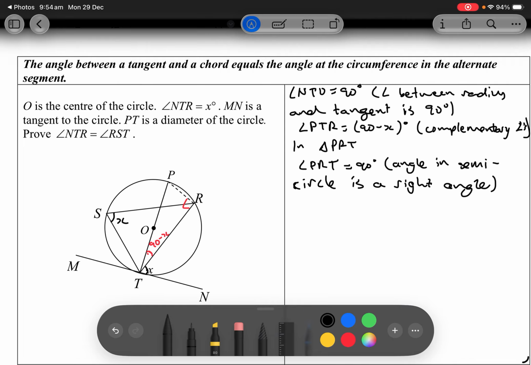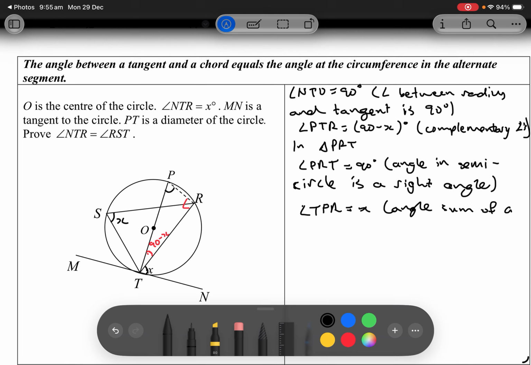Okay, and remember, with the angle sum of a triangle, this has to be 180 degrees. So if we consider these angles, because I'm just trying to find this missing angle in here, I know that the angle sum of a triangle is 180 degrees. So if we add all of these together, then we basically are going to find that angle TPR is equal to x.